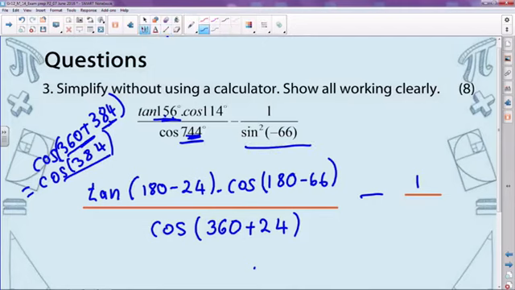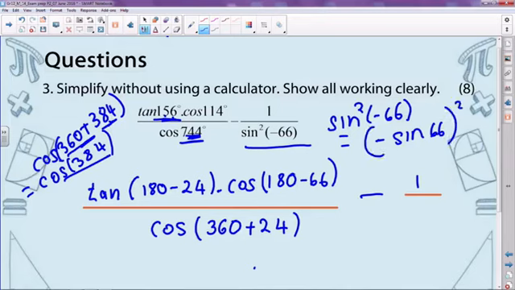Sine squared of negative 66. That is basically saying to you, this is equivalent to negative sine 66 squared. That's what that means, okay? Now you will agree that when you square something, the answer is always going to turn out positive, right? So sine squared of negative 66 is equivalent to positive sine squared 66 as well. Because when you're squaring these two out, even though the beginning one was negative, I'm going to end up with the same answer.